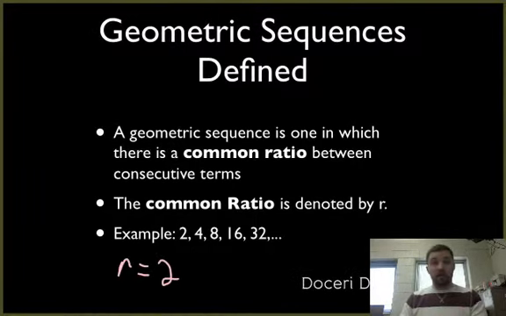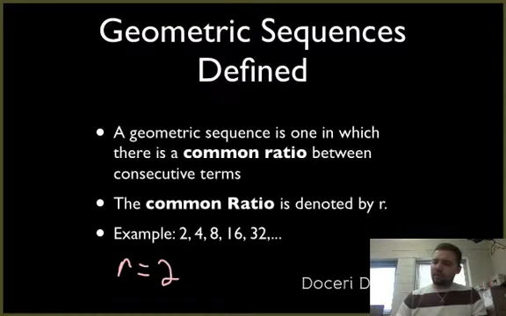Now r could be a fraction too. r could be like 1/2, in which case we'd be dividing by 2 each time, because division is really just multiplication, or the opposite of multiplication. So r could be a decimal, a whole number, a fraction, or any number of things, as long as we're multiplying by that each time.